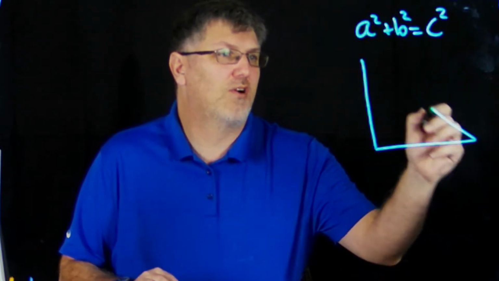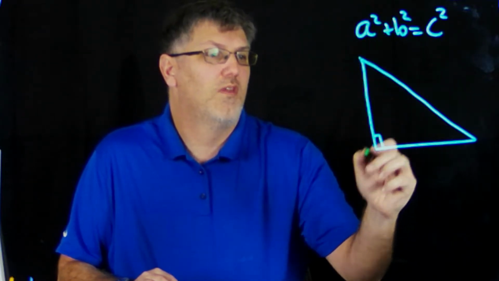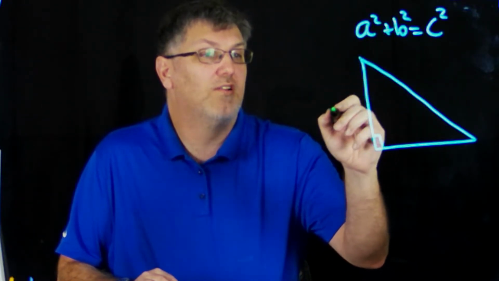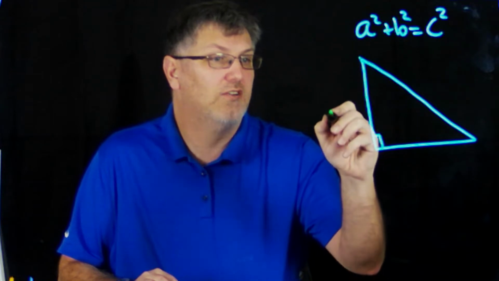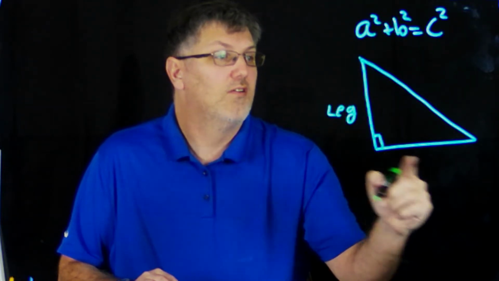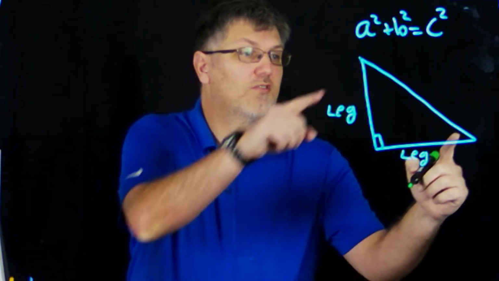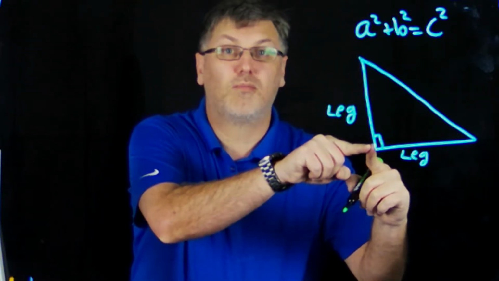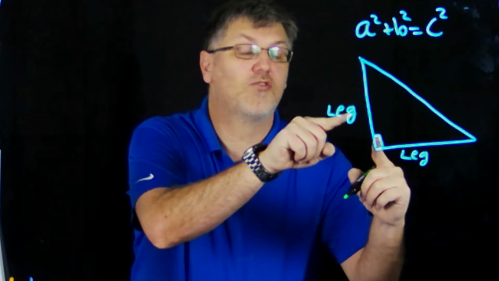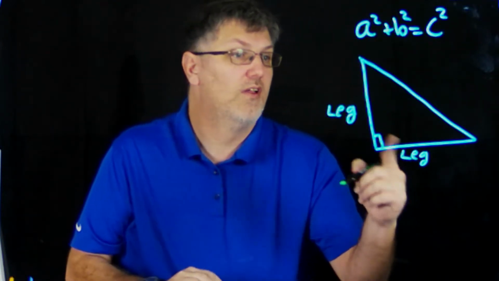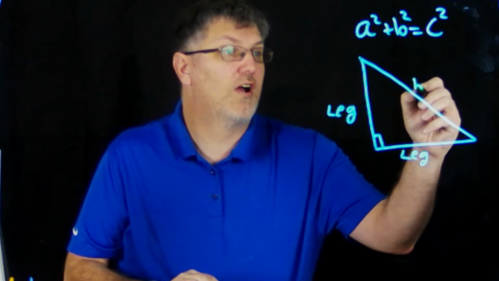So we have a right triangle. Your a is going to be a leg. So this part right here is a leg. The other part that forms the 90 degrees is a leg. If you look, the two parts that intersect, that are perpendicular and make that 90 degrees, are the legs of the right triangle. And of course, c is your hypotenuse.